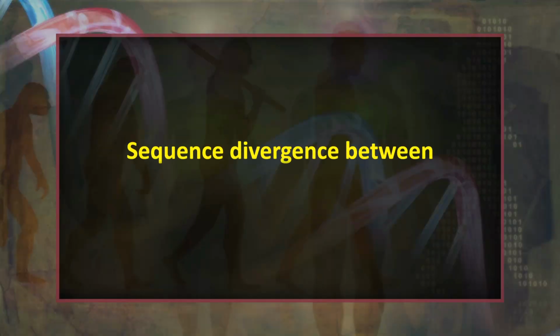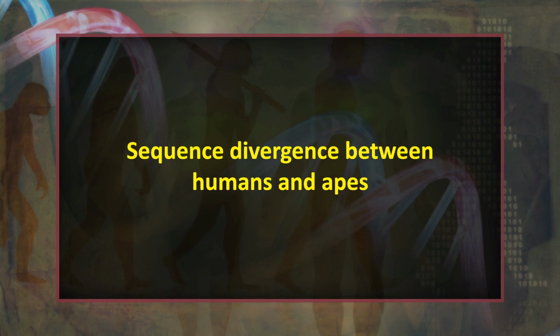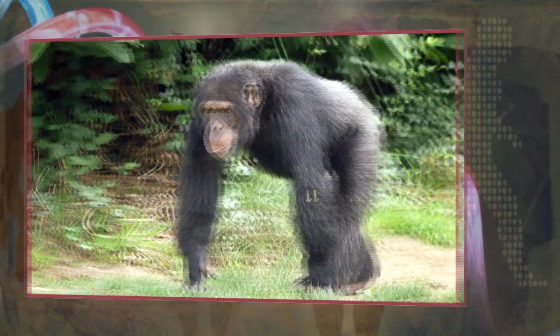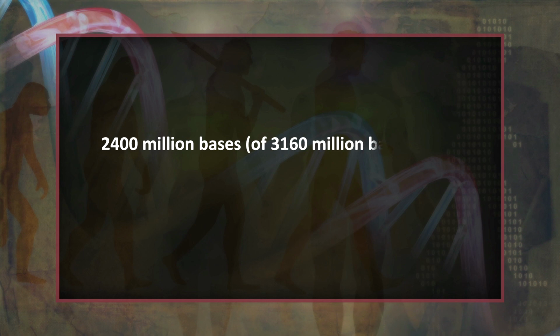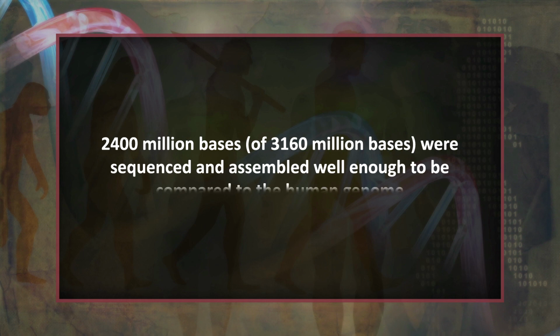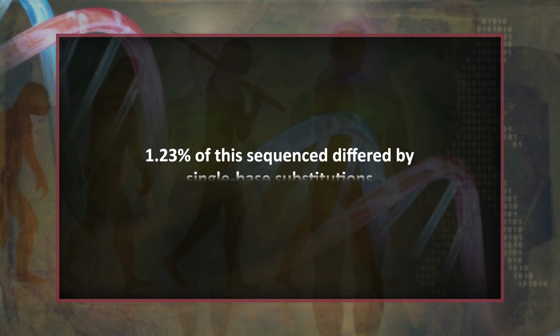Dear students, let's talk about the sequence divergence between humans and apes. When the draft sequence of the common chimpanzee Pan troglodytes genome was published in 2005, 2,400 million bases were sequenced and assembled well enough to be compared to the human genome. 1.23% of this sequence differed by single base substitutions.